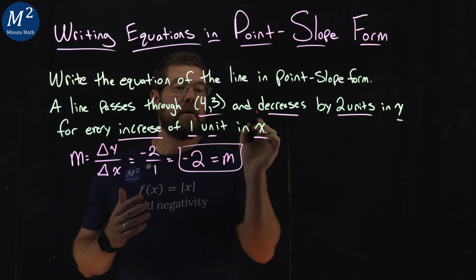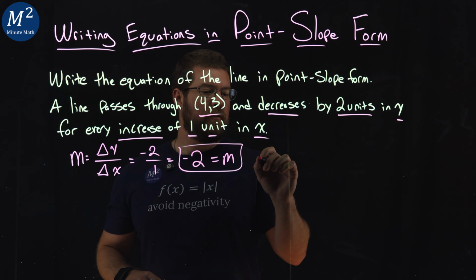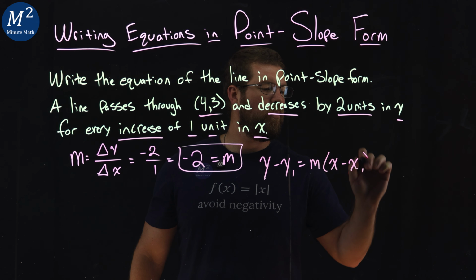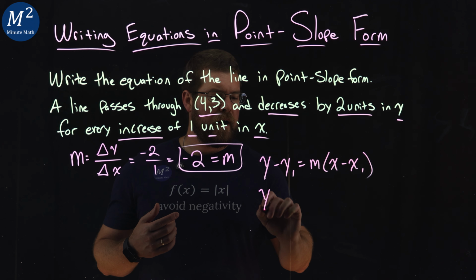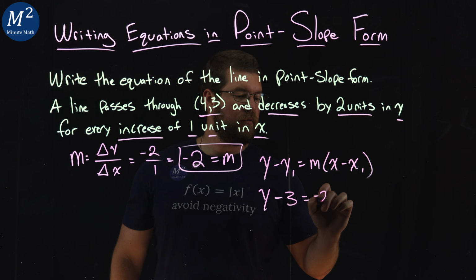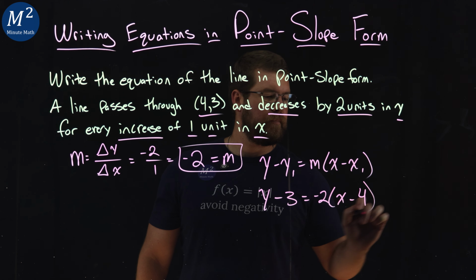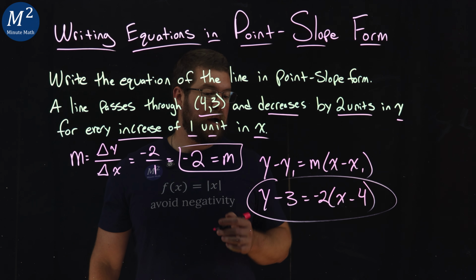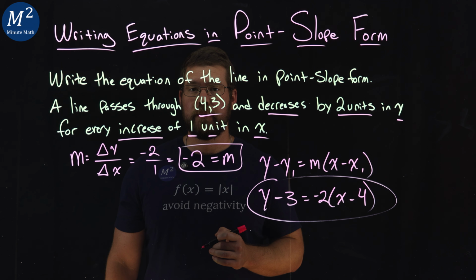And they're giving us now a point. So we can use point-slope form. It's that simple. So we have y minus y1 equals m times x minus x1. That's our point-slope form, and we just fill in the rest. Y minus y1, 3, equals m, negative 2, times x minus x1, x-coordinate there, 4. So now from this verbal expression, we got our equation, y minus 3 equals negative 2 times x minus 4.